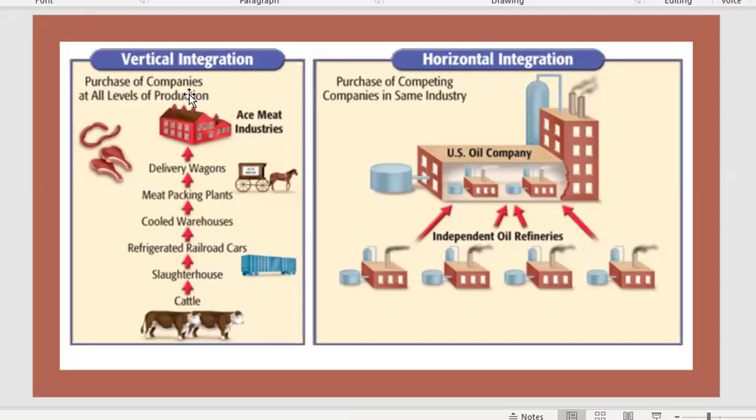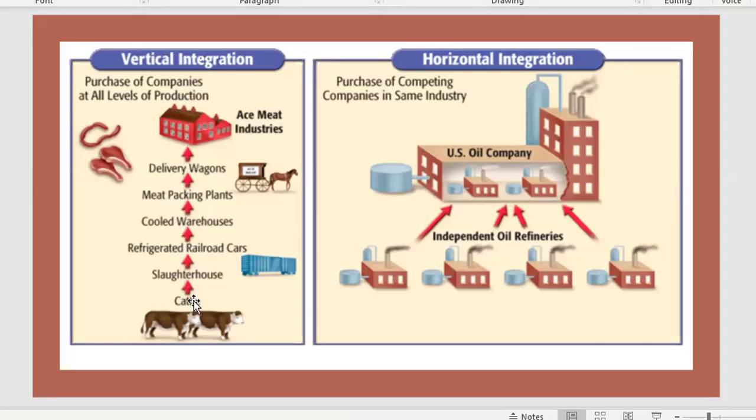I personally like this picture because it shows you how there's a cattle farm, there's a slaughterhouse, all these are separate businesses, but they're all in the supply chain. The cattle, the meat, the slaughterhouse, the refrigerated railroad cars, the cold warehouses where you have the meat packing plants, the delivery wagons, and then the meat industries. When these different businesses begin to join together, merge or acquire one another, that is vertical integration, acquisitions in the same supply chain.